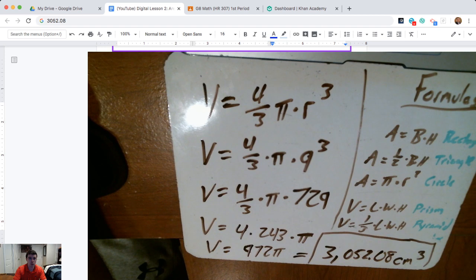Because pi is a bit more exact than 3.14, technically Donald's 972 times pi, that's a more exact and more accurate answer by a couple little decimal places. But a lot of times we end up just doing that out as a decimal and figuring out 3052. But both of them are correct answers, and as we said, Khan Academy will take both answers. And thank you for pointing that out, Donald.